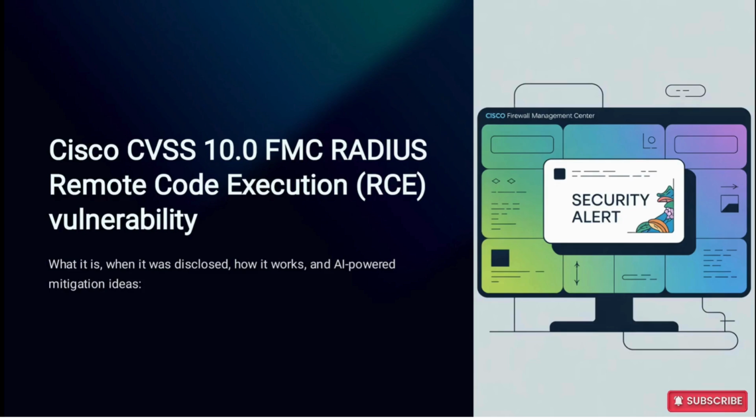In this video we'll be having a discussion on the Cisco CVSS 10.0 FMC RADIUS remote code execution vulnerability. We'll have a detailed understanding of what actually happened: what it is, when it was discovered, how it works, and finally we'll have a clear discussion about AI-powered mitigation ideas, so how we can implement AI in mitigating this. This is the objective of our discussion.